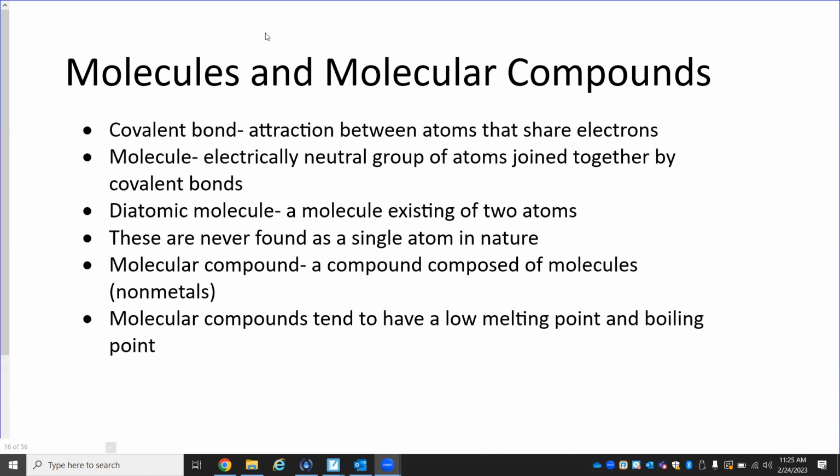These are things that do not exist in nature as a single atom. They are never found by themselves. They always have to have a partner. The diatomic molecules you do need to be aware of, and you'll see these. There are a couple ways to remember them. One way is the anagram Brinkelhoff.